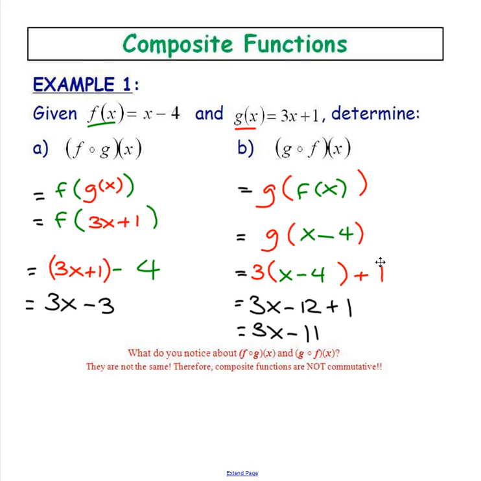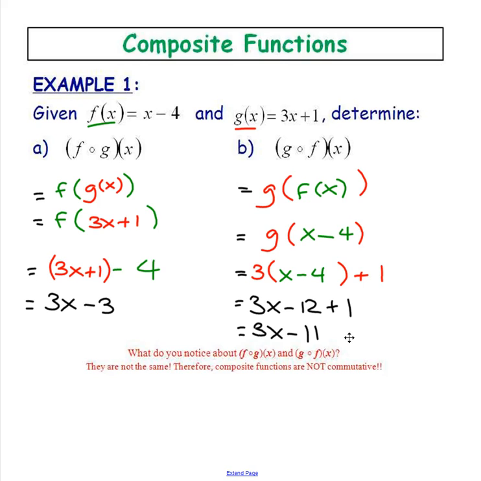Expand and then simplify. So 3x, -12, and then the plus 1 goes right there, and then you put those together and you get this. It's a little bit tricky with the mind, but once you get the hang of it, it's actually not too hard.